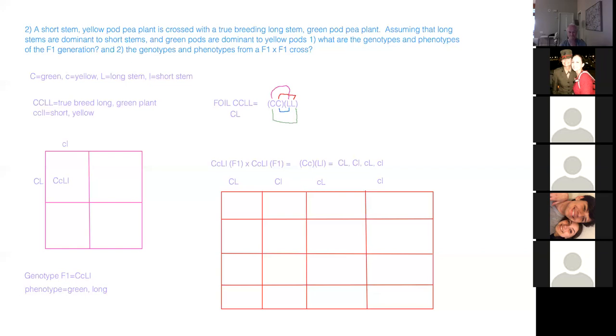Now, the other F1, we'll put it on the left-hand side. And in this case, what would be one of the gametes? Well, it can do big C, big L. It can do big C, little l. It can do little c, big L. And what's the last one it can do? Little c, little l. Okay. So now we've got both of the plants accounted for. Each gamete that each plant can provide is along the axes. So now all we have to do is combine these.